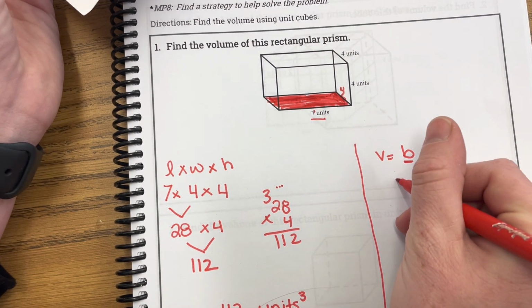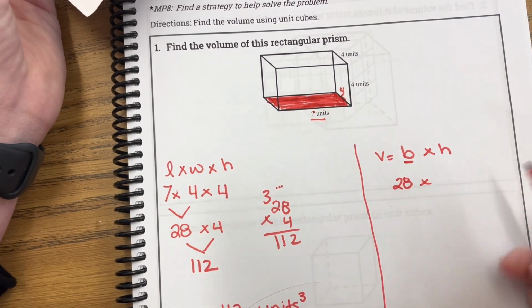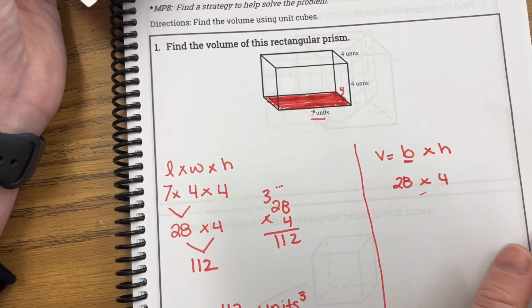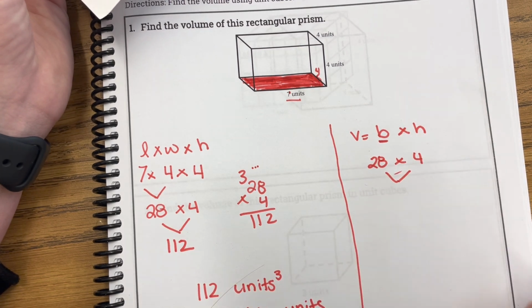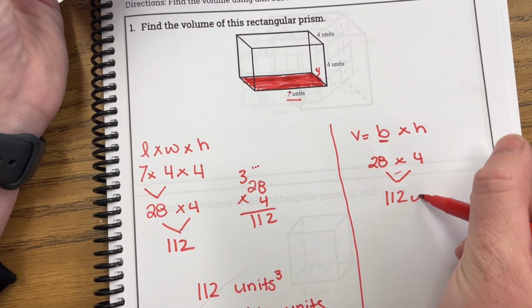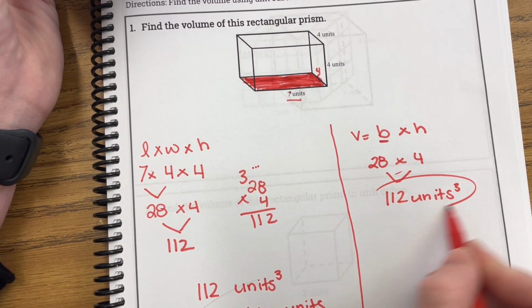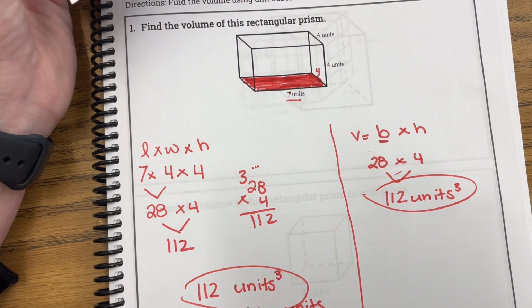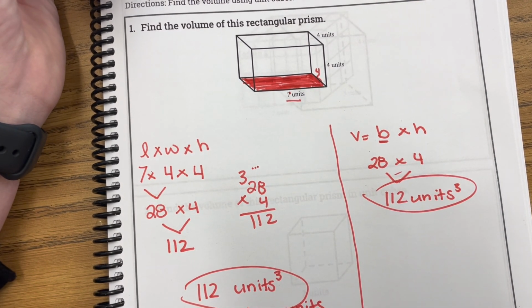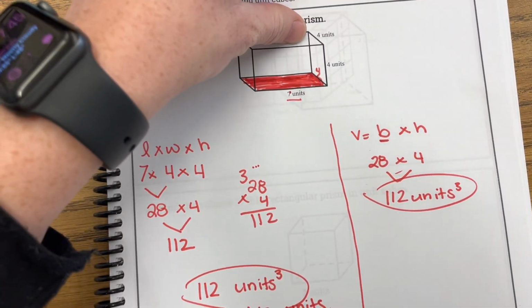4 times 7 is 28 times my height. My height right here is 4. And then I would multiply together and I would get 112 units cubed. Either way we solve it, I get the same answer. Okay, I have one more that I'm going to show you.